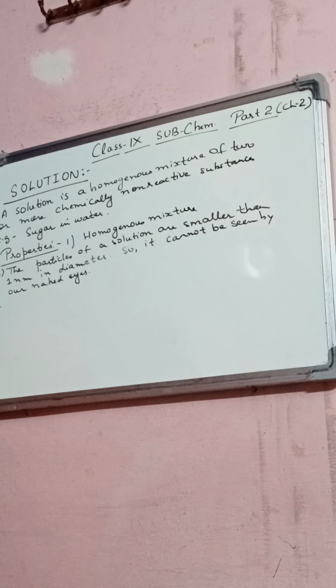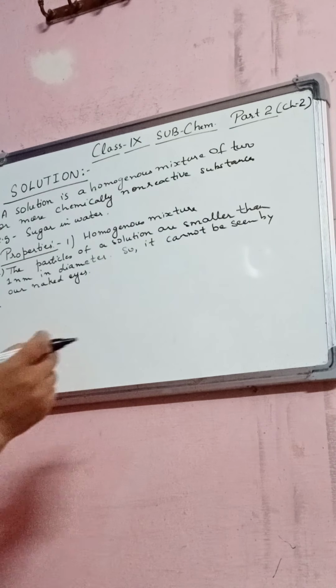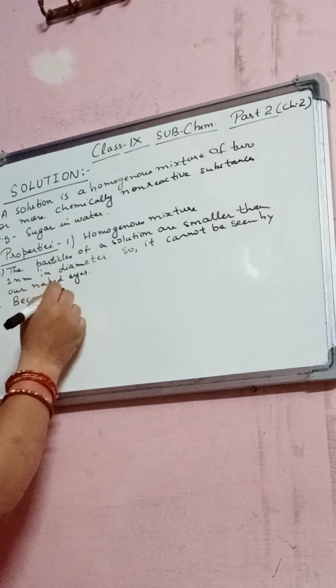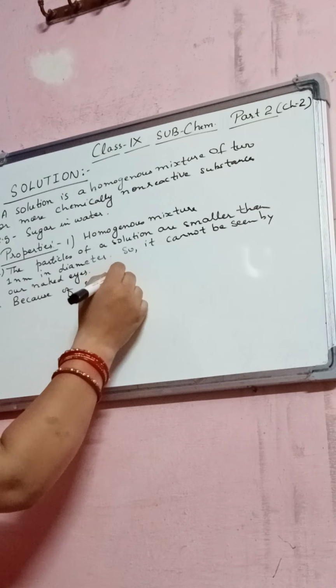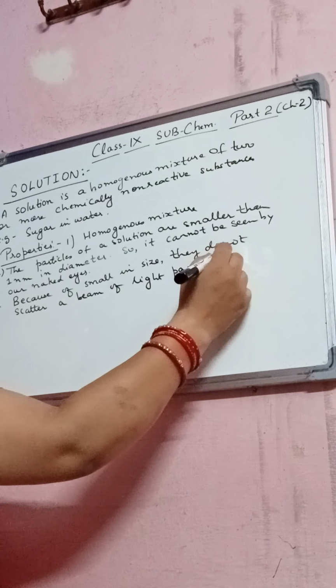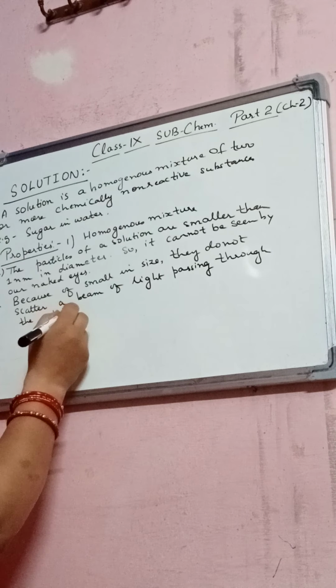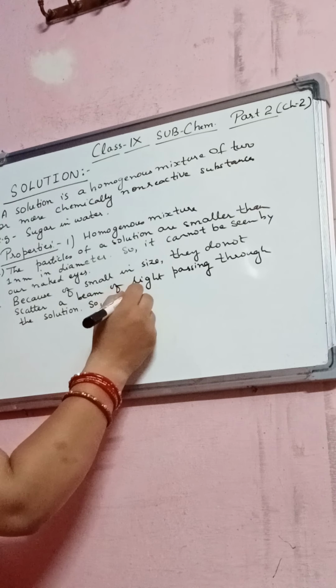Right? Number 3. Because of the very small size, students, they do not scatter a beam of light passing through the solution, so the path is not visible.